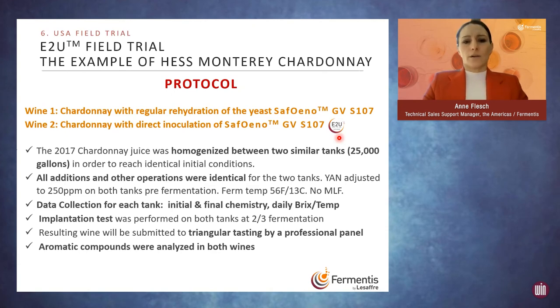And then wine number two was GVS 107 direct pitch into the tank during tank filling. All additions and other operations were really identical between the two tanks. The YAN was adjusted to 250 ppm, fermentation temperature around 56 Fahrenheit, and no malolactic fermentation. We collected data in each tank, of course: initial and final chemistry and daily Brix and temp.